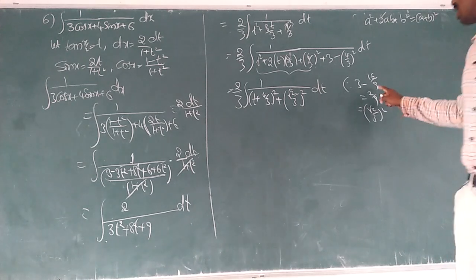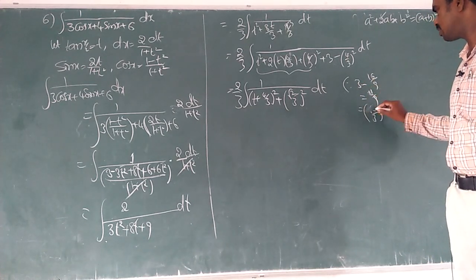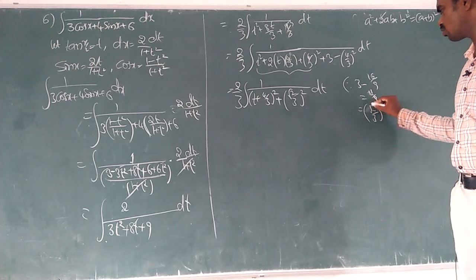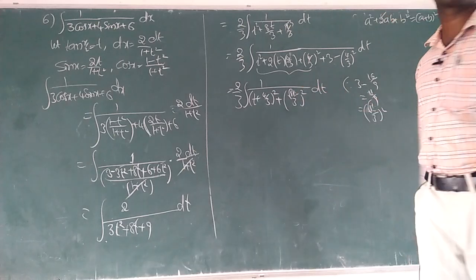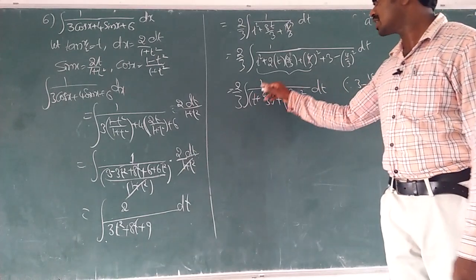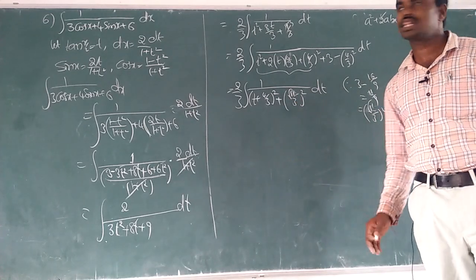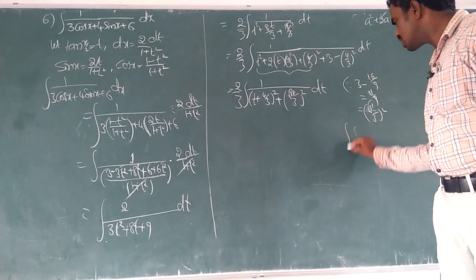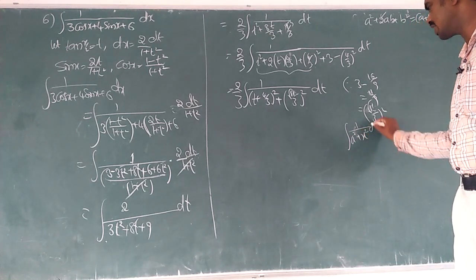Okay, sorry, here 27 minus 16, how much? 11. So 11 by 9 means root 11 by 3 whole square. So root 11 by 3 whole square. Now apply the integration of 1 by x square plus a square formula. Just now we used it in the previous 5th question.